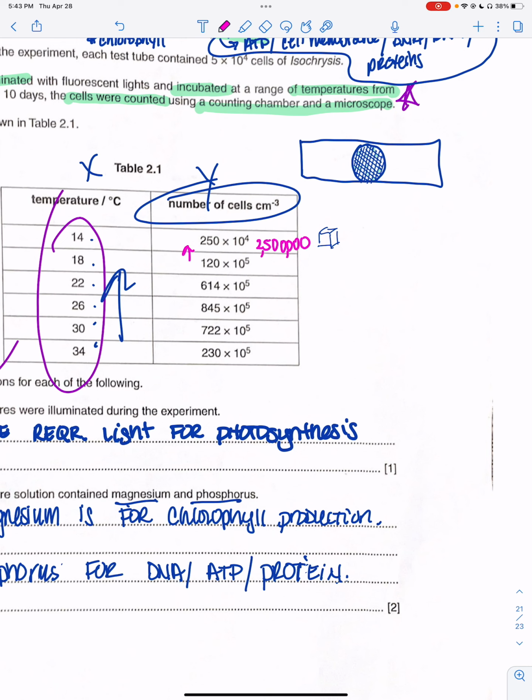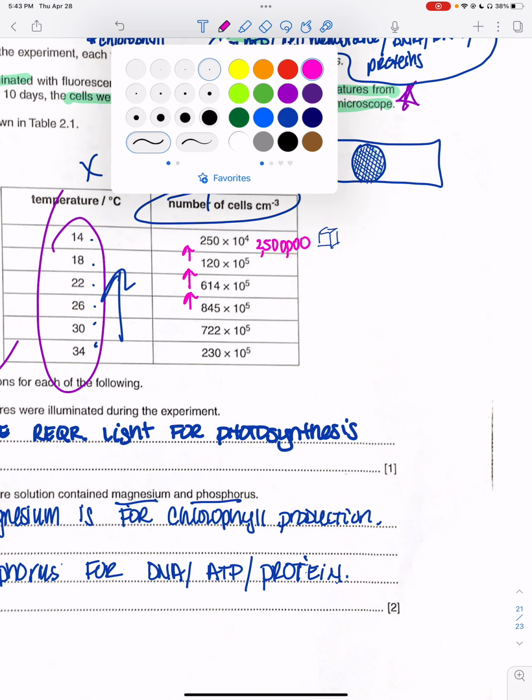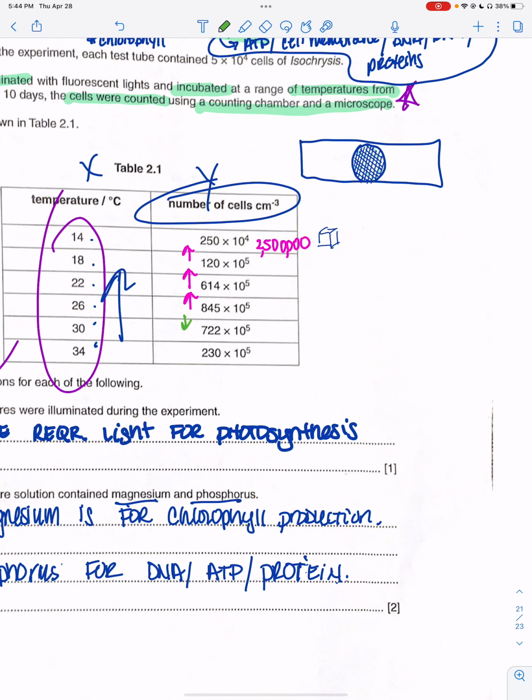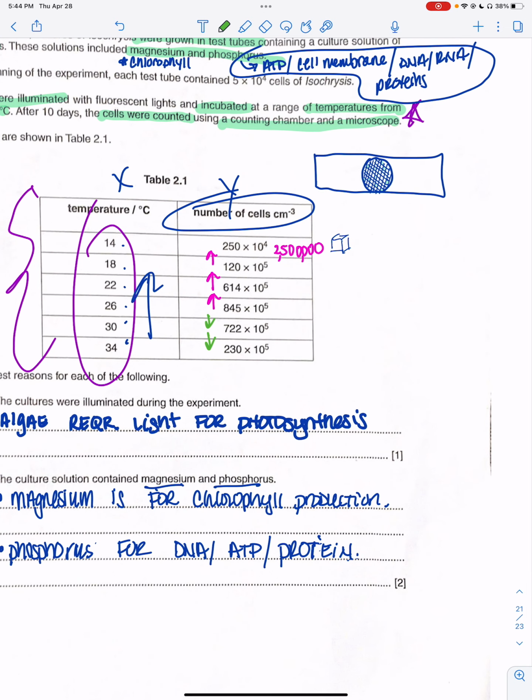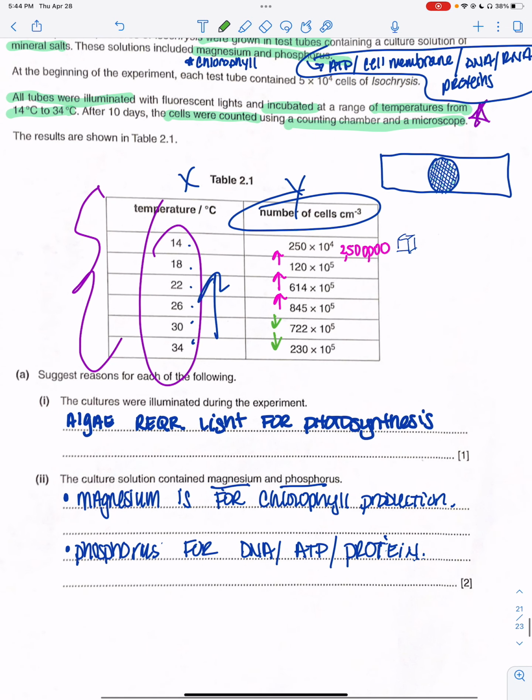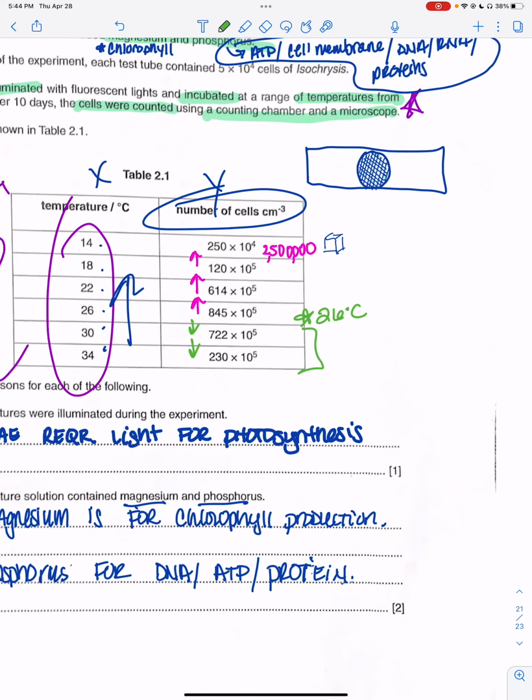And then we have 120 times 10 to the fifth, 614, another increase. 614 to 845, another increase. 845 to 722, decrease. 722 to 230, decrease. So based on your biology knowledge, and that is a prerequisite for this class, you can see that their threshold is going to be where they're maxing out, which is 26 degrees Celsius. What's happening right here, the cells are decreasing a lot.